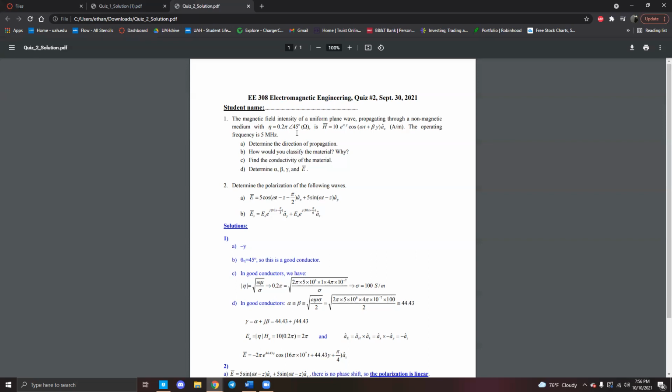Nothing too difficult there. It's just 100. 100 S, what is that? Sieverts? No. Siemens? Okay. Yeah, Siemens. Sieverts is not it. That's something else. Radiation.